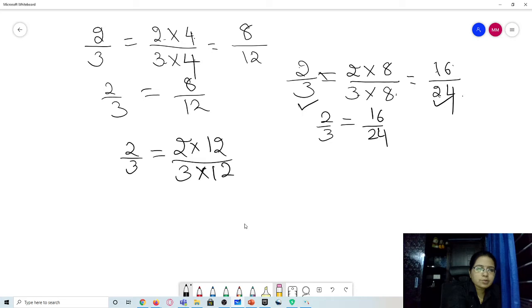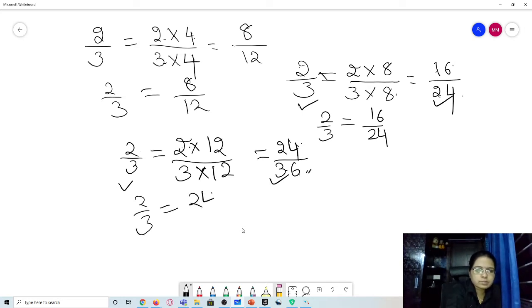Suppose we multiply 2 with 12, we have to multiply the denominator also with 12. As we have multiplied the numerator 2 with 12, we have to multiply the denominator also with 12. 2 multiplied by 12 is 24 and 3 multiplied by 12 is 36. Now 24 divided by 36 is an equivalent fraction of 2 divided by 3. 2 divided by 3 equals 24 divided by 36. Both are equivalent fractions.